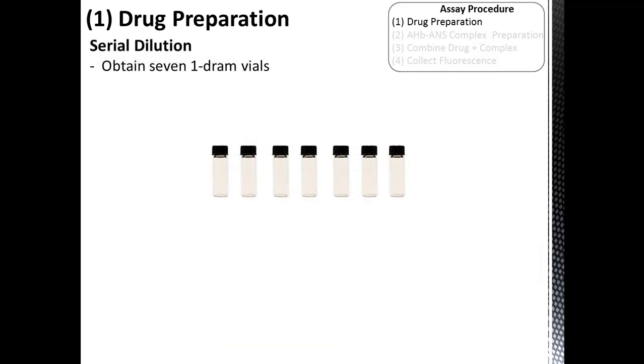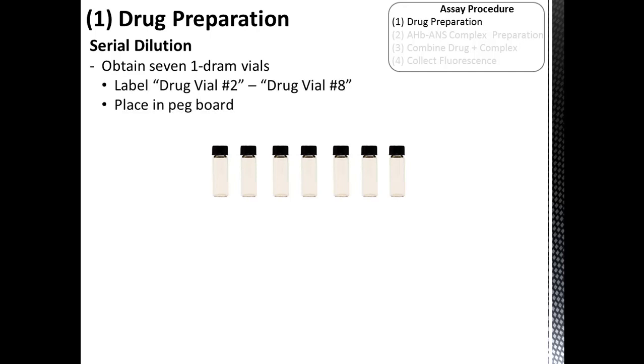Alright, so now we have our drug stock solution, but we need to get the drug into different concentrations so we can test it against the complex. Okay, so we're going to get them in the different concentrations by performing a serial dilution. To do this, first obtain 7 1 gram vials, just pick them up, and then label them drug vial 2 through drug vial 8. Label each one. Again, labeling is very important because we have so many vials.